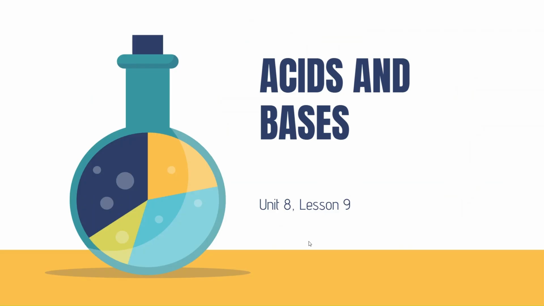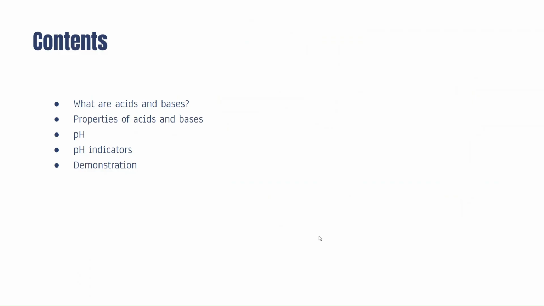So today we're on Unit 8, Lesson 9, talking about acids and bases. We're going to start by thinking about what are acids and bases. Then we're going to talk about their properties a little bit. We'll talk about what pH means. We'll talk a lot more about that next week, but we'll start talking about it a bit this week. We'll talk about what pH indicators are, and then the demonstration that I'm going to do is actually going to be part of that lab altogether. So that'll actually be in that separate video that you get.